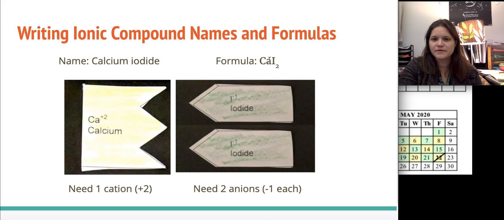And then for my formula, to balance this out, I only need one cation, it's a 2+, and then I need 2 of the anions, so that would make up a total of -2 if I have both of these here, and that's how we can balance this out, which is why the formula is CaI2. We only have one Ca, so we don't need a subscript here, but we have 2 iodines, so we're going to put the subscript for iodide there.